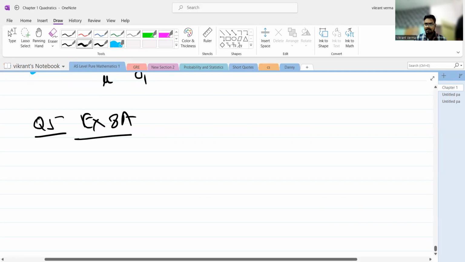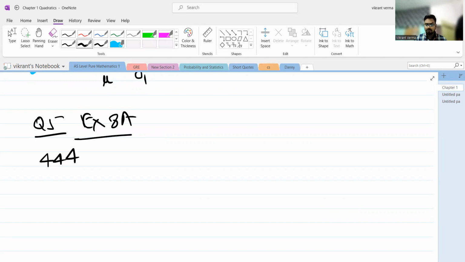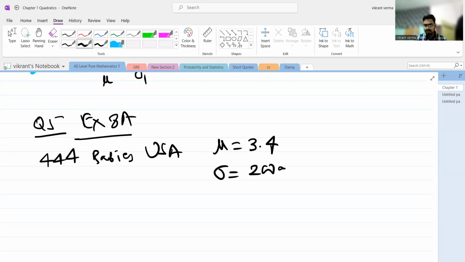So the data is about some newborn babies. It is about 444 newborn babies from USA, and it has mean mu equal to 3.4 and the standard deviation is given as 200 g. It is about the weight of these babies, that's why the mean is in kg and the standard deviation is in grams.